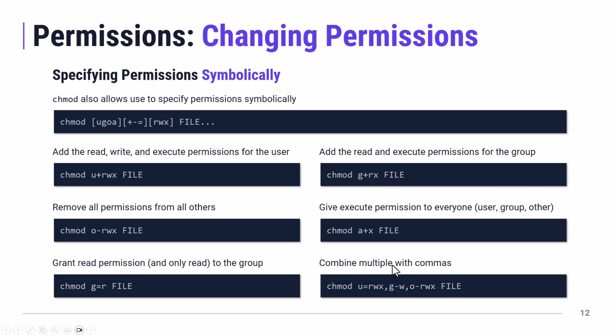And then finally, you can combine multiple with commas. So in this case, I'm saying, all right, we're going to grant read, write, execute to the user. We're going to take away write from the group, and we're going to remove all permissions from other. So you can separate them with commas that way.